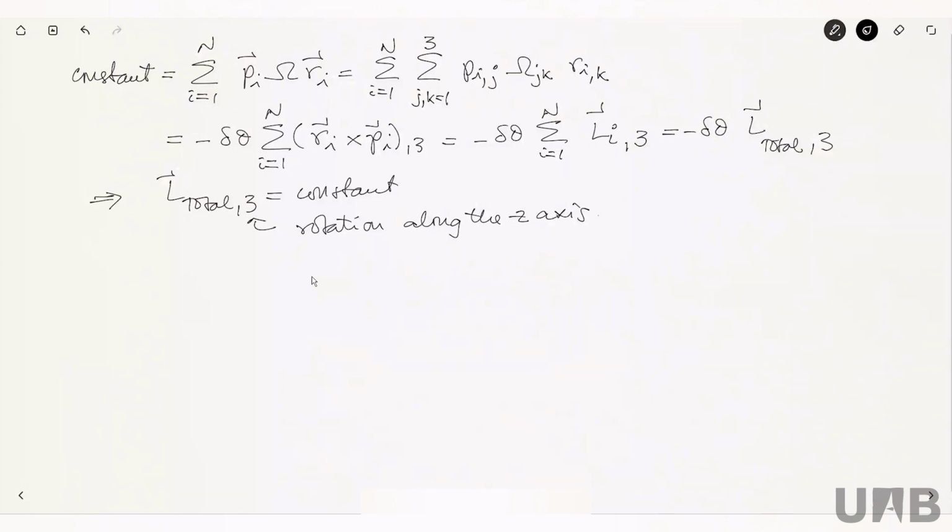Okay, so this is how we recover that, whenever the moment of the force is 0 along one direction, the angular momentum along that direction is also constant. But we see that there is a connection between the moment of the force being 0 along one direction and the system being rotationally invariant along that direction. Okay? So that's all about rotations. Good.